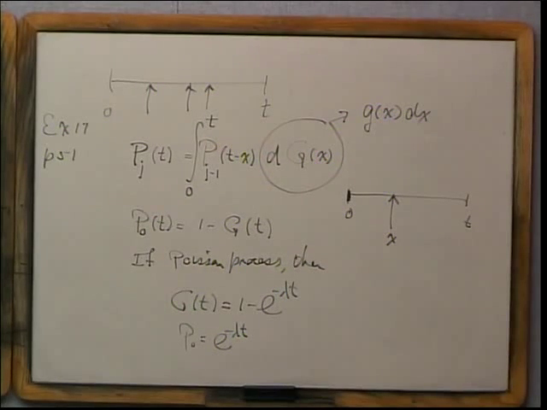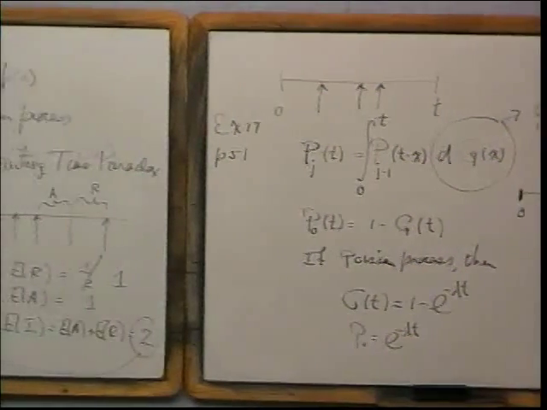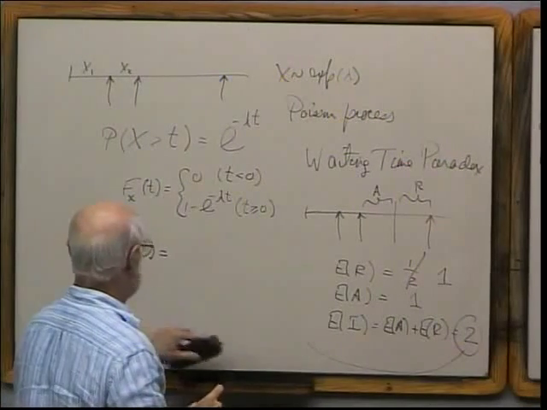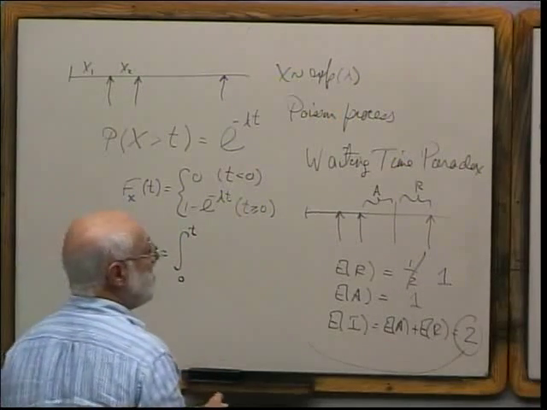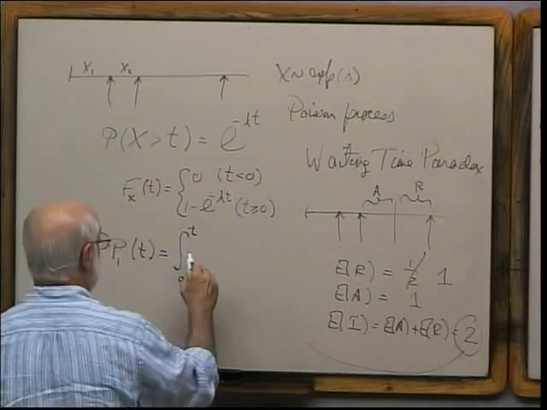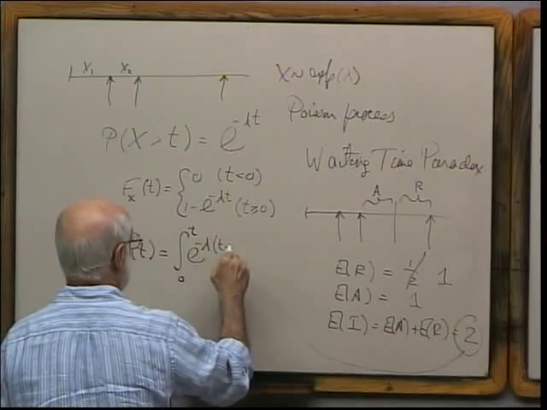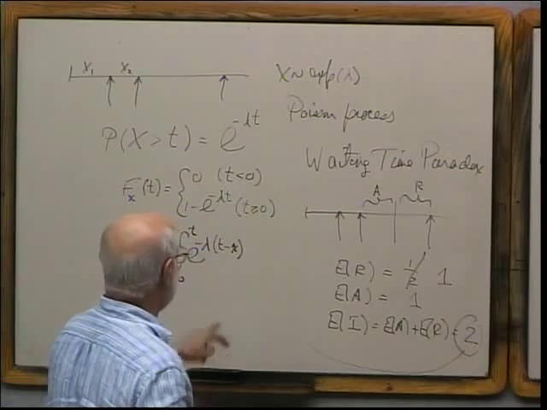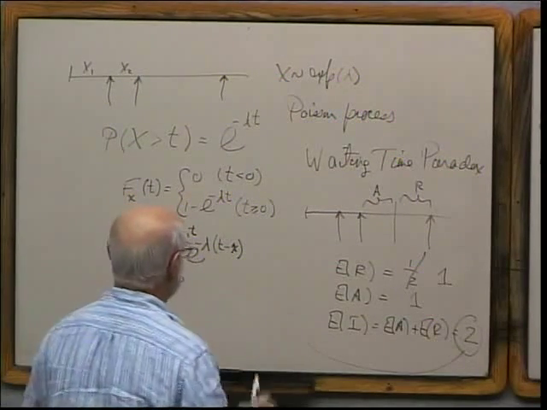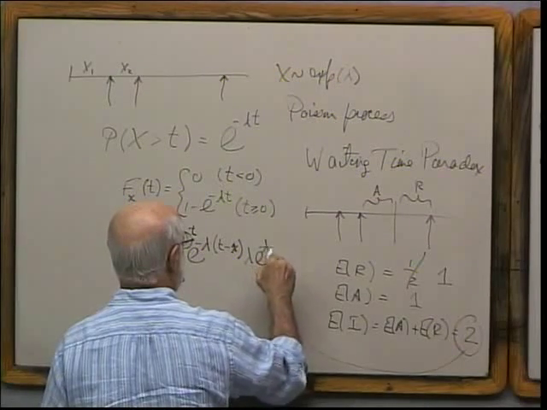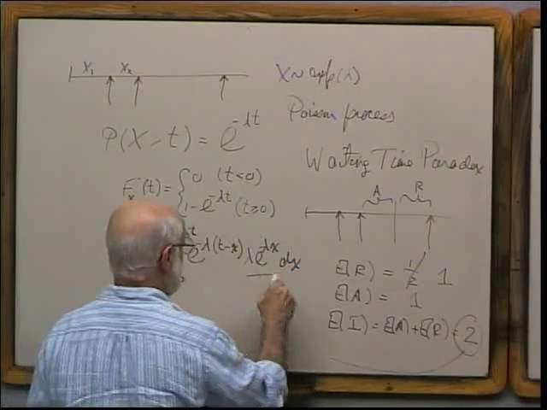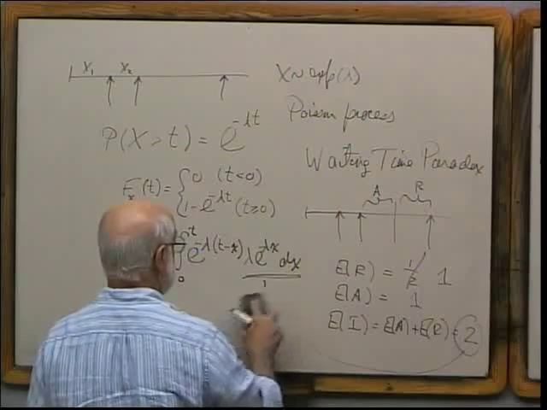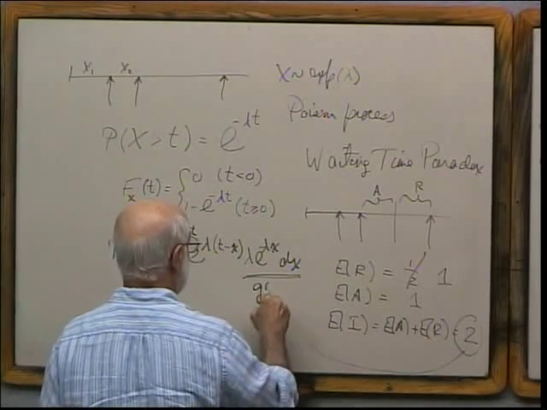Then I would get Pj equal to, well, let's see, let me start from the beginning here. I would get P1 of t is equal to the integral from 0 to t of P0 of t minus x, e to the minus lambda (t minus x), times the density function, which for an exponential would be lambda e to the minus lambda x dx. Okay, this thing right here, that's the density function, which we're calling little g of x dx.